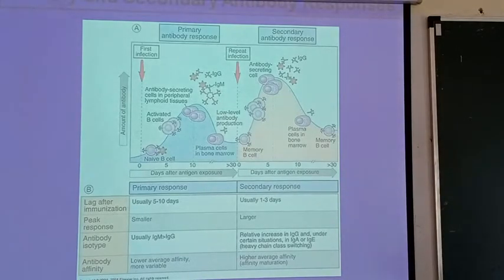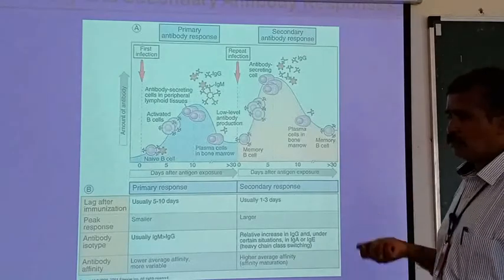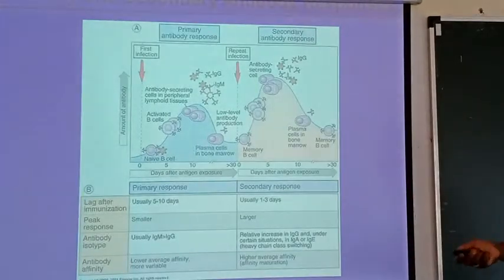The primary immune response involves the primary infection and the production of antibodies. The majority of the antibodies are IgM and IgG type. In case of secondary infection, when the same antigen infects the person, it is called a secondary antibody response, where IgG is the major antibody produced. The primary immune response lasts for 5 to 10 days, and the secondary immune response usually lasts for 1 to 3 days.